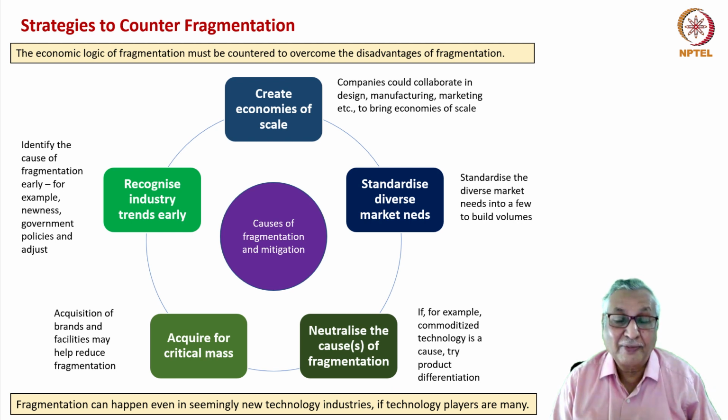However, if you are able to counter this hyperlocal nature and the resultant economies of scale with a centralized laundry which has several other business model supports along with centralized economies of scale, probably you would be able to counter the fragmentation. So let's look at some of the ways in which you as a business developer or a business strategist can counter fragmentation. One, create economies of scale. Companies could collaborate in design, manufacturing, marketing, etc. to bring economies of scale.